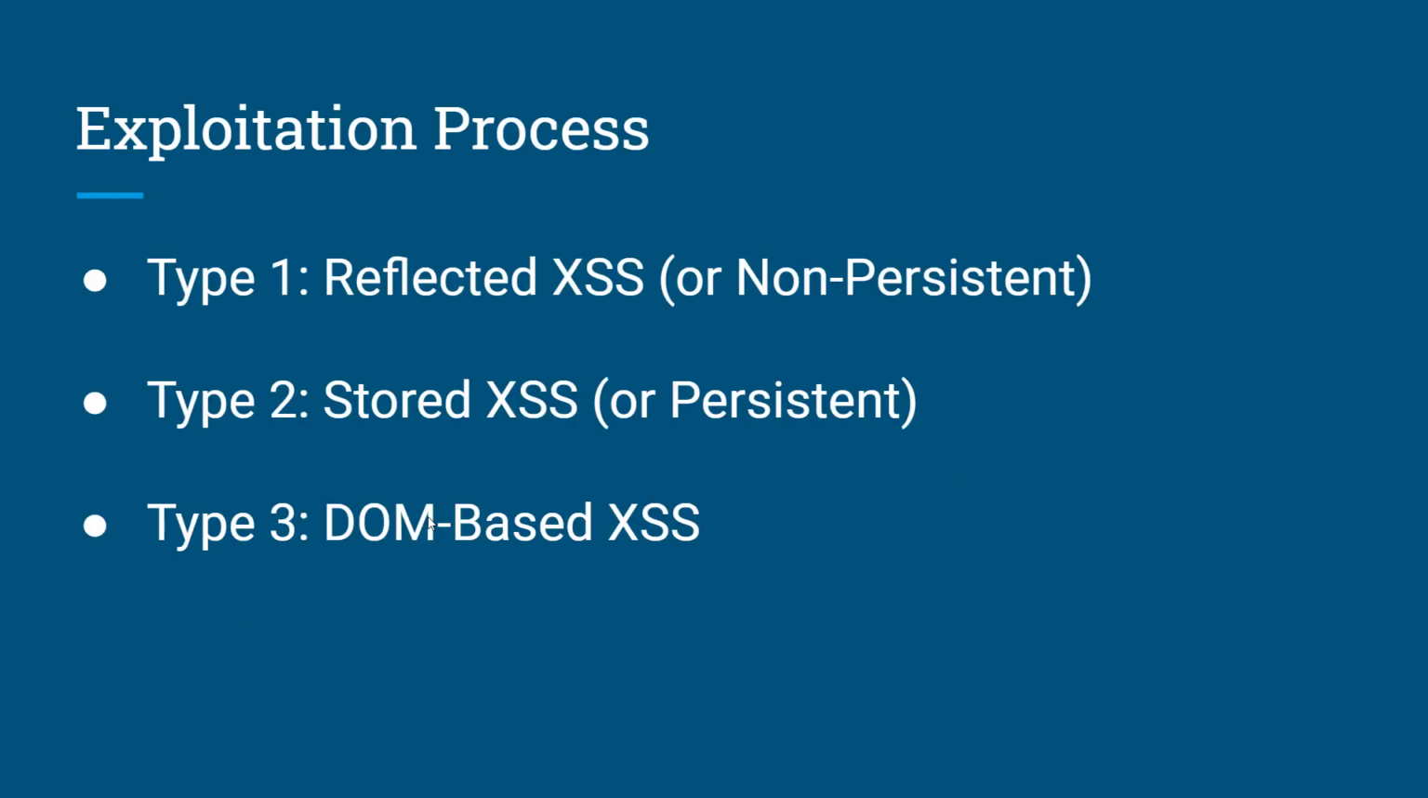Exploitation process. There are three types of exploitation process. The first process is reflected XSS or non-persistent. That means when an attacker adds some JavaScript code into the input and submits that input, this action happens immediately. So the attack happens at the same time. That means they can read cookies or edit some JavaScript, etc. This is not stored anywhere.